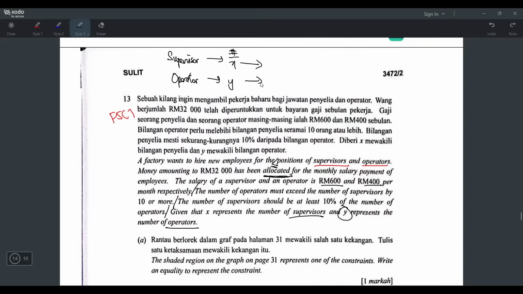Now I read back everything I missed above. I remember they mentioned 600 for salary, right? But that is the salary for a supervisor, and supervisor is X, so the salary will be 600X. Because this is 600 for one supervisor, and you have X supervisors, you have to times X. 400 is the salary for one operator, but if you have Y operators, times Y, 400Y. And this is the salary in RM, so the title is RM. I think now we can write the first inequality from here already, which is the 32,000.